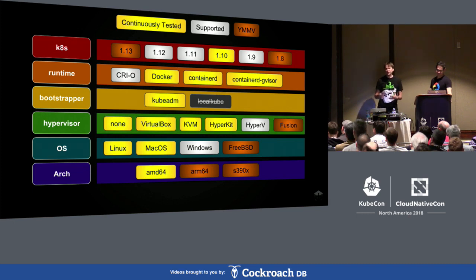So yeah, the gold ones are the ones that we continuously test. They're part of our CI. The silver ones are the ones that we should be testing in our continuous environment, but are not yet for whatever reason. And the bronze ones are your mileage may vary. If you are going to try that, you may have to submit PRs to make it fully work or wander through deep caverns of no documentation.